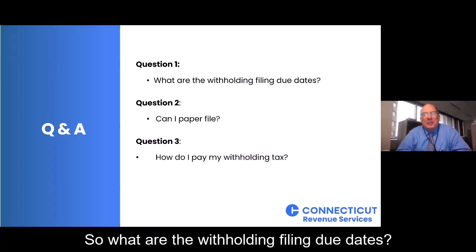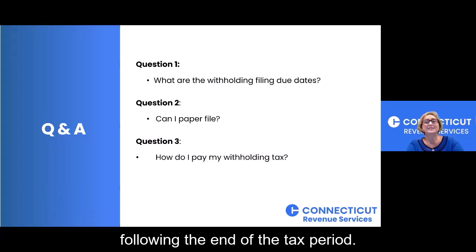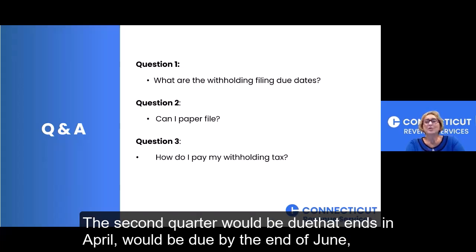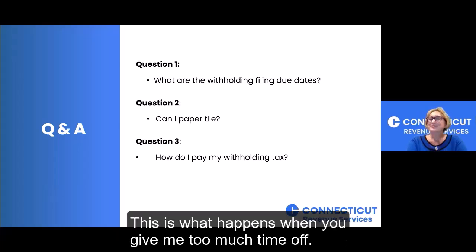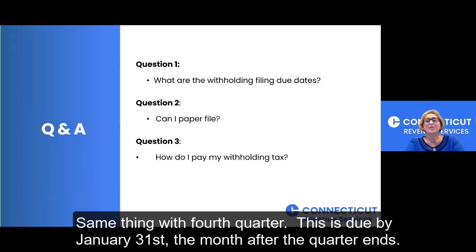Here we go. So what are the withholding filing due dates? Well, the quarterly reconciliations are due by the end of the month following the end of the tax period. For example, the first quarter, which ends March, would be due by the end of April. The second quarter ends June, is due by July. Third quarter, within a month after the quarter ends. Same thing with fourth quarter, is due by January 31st, the month after the quarter ends.